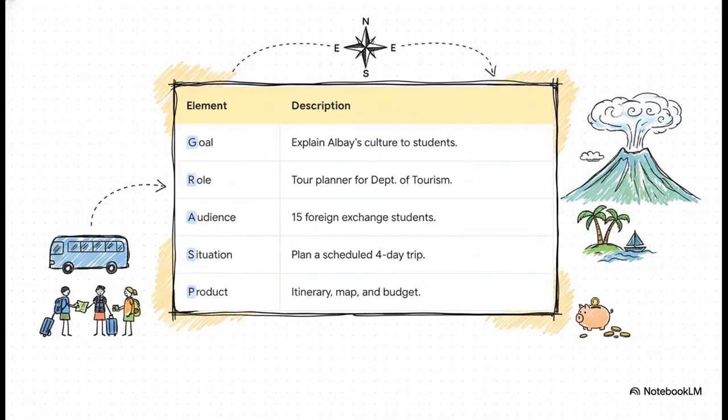Let's make this real. Imagine this. The goal is to help foreign exchange students understand Albai's history. Your role? Your tour planner. The audience? The students themselves. The situation is a 4-day trip that needs a full plan. And the product, an itinerary, a map, and a budget. See how that simple structure creates this really compelling real-world challenge? It's not a worksheet anymore, it's a mission.